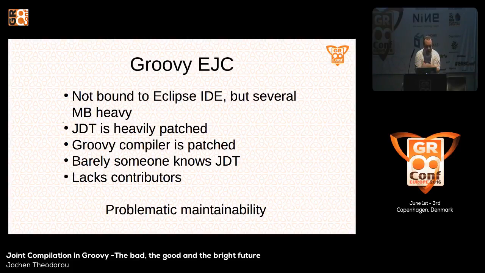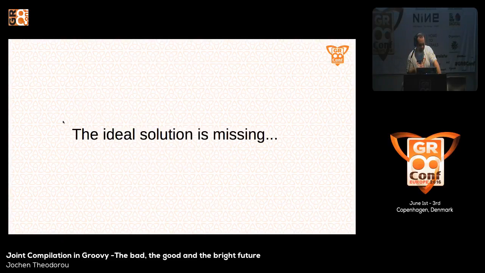So also, for this to work, the Groovy compiler is patched as well. Which means, since we don't have many people that really know the details of JDT, we lack contributors here, and that's actually also the problem of the Eclipse plugin. Besides knowing the Eclipse framework itself, you also need to know about JDT, and this makes the maintainability very difficult. So we have maintainability as a problem, we have the distribution as a problem, and the size is one thing, but maintainability is important, especially if you are not a full-time developer anymore. Then you cannot just rewrite everything. You have to work with what you have in your spare time. So the Eclipse solution is kind of missing.